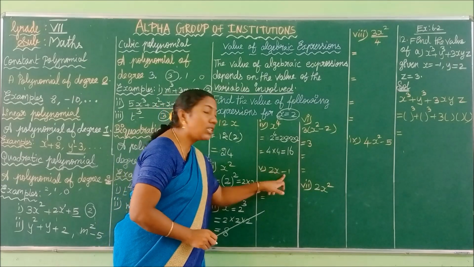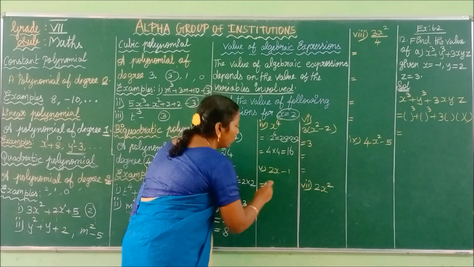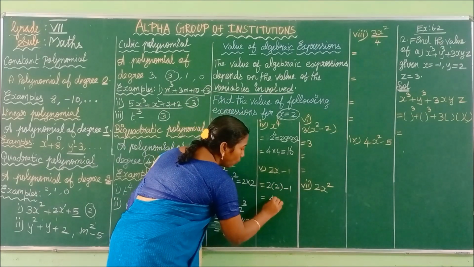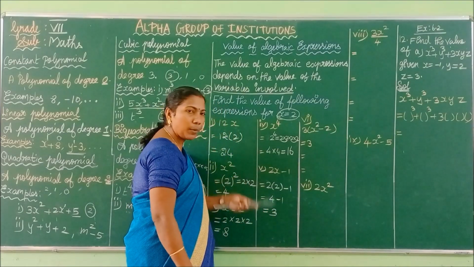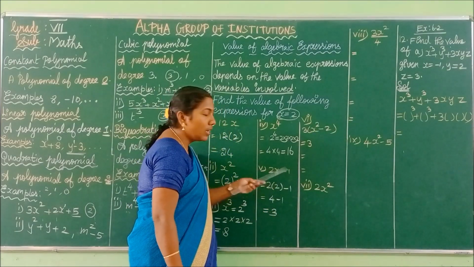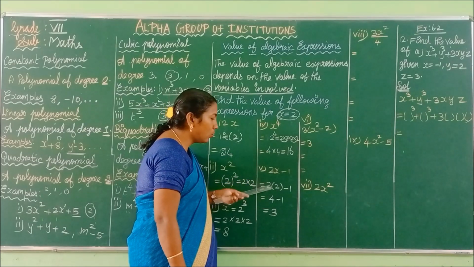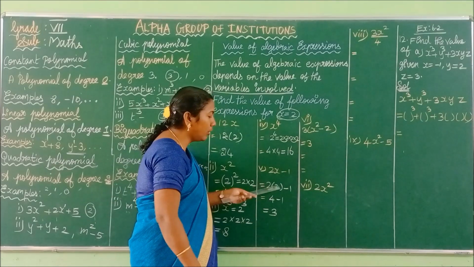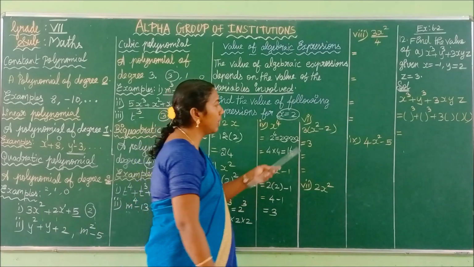See the next one, 2x minus 1. Instead of x, you substitute 2. So 2 into 2 minus 1. 2 twos are 4, minus 1. So what is your answer? 3. Do you understand, children? Once again, I am explaining. 2x minus 1. Instead of x, you substitute the given value, that is 2 into 2. What is the operation between 2 and 2? Multiplication. So 2 into 2 is 4, minus 1. 4 minus 1 is 3. See the next one.